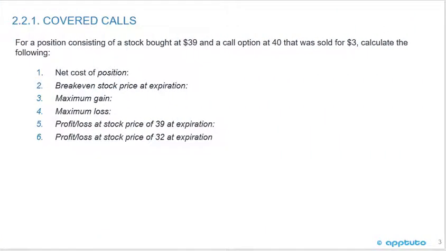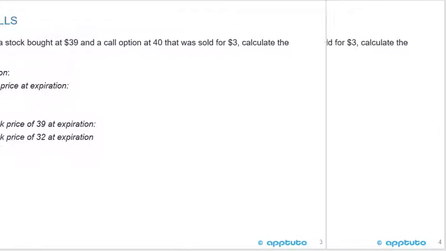So now we're going to run through an example of a covered call. For a position consisting of a stock bought at $39 and a call option at $40 that was sold for $3, calculate the following: the net cost of the position, the break-even stock price at expiration, the maximum gain, the maximum loss, the profit and loss at a stock price of $39 at expiration, and the profit and loss at a stock price of $32 at expiration.